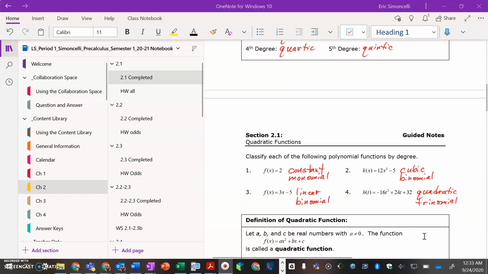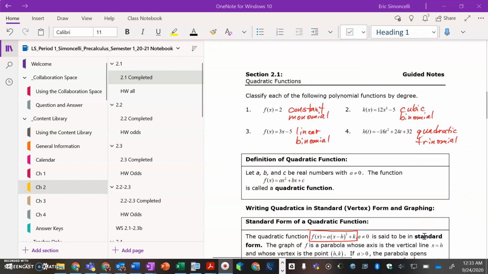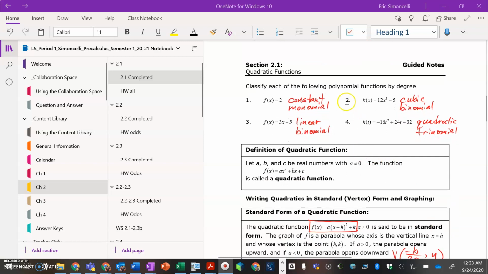As we continue on, so classification, I'll walk you guys through. Classify each of the following polynomial functions by degree. This first one is a constant because it's just a number, and it's a monomial because it's only one term as opposed to more than one. This next one, number 2, 12x cubed minus 5, this is a cubic because the highest exponent there is 3. And it's a binomial by virtue of the fact that we've got 2 terms.